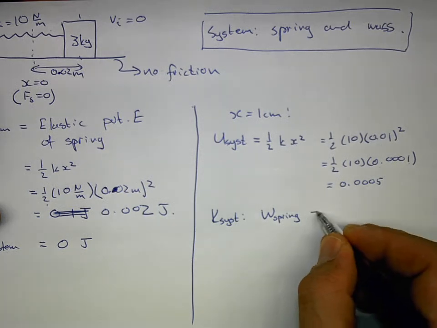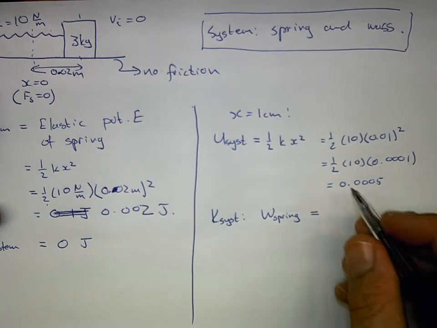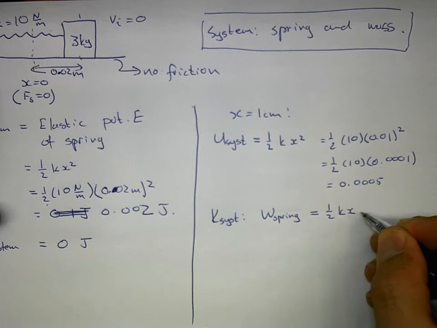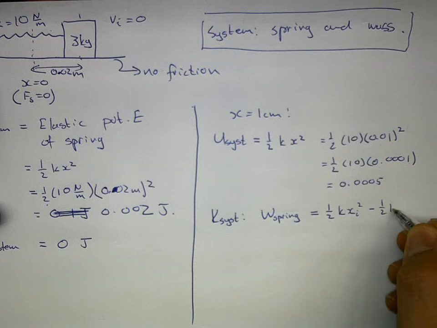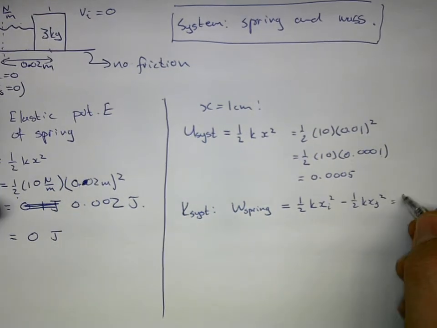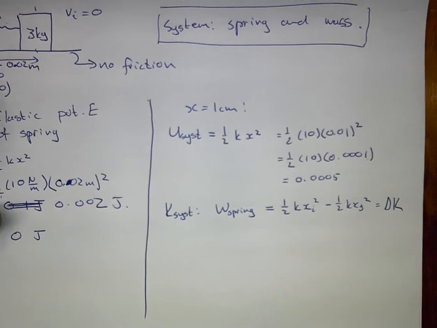Now this is equal to, we've derived this, a half kx initial squared minus a half kx final squared. And this is equal to then the change in kinetic energy of the system.